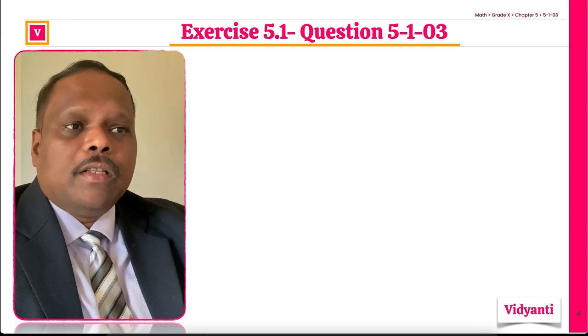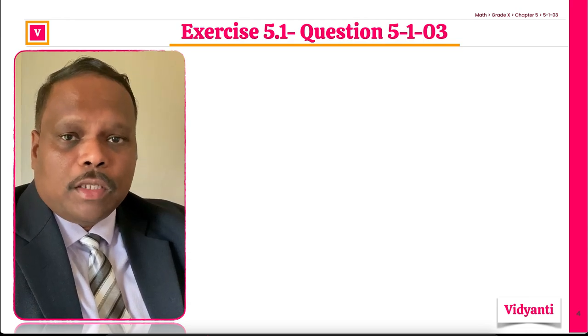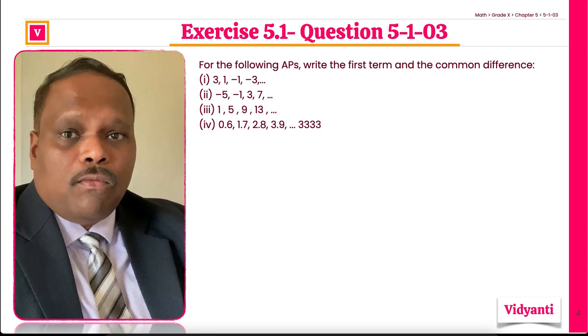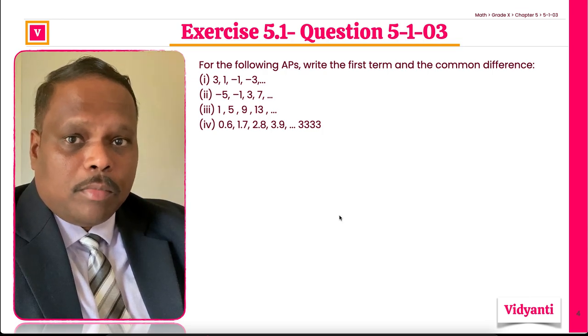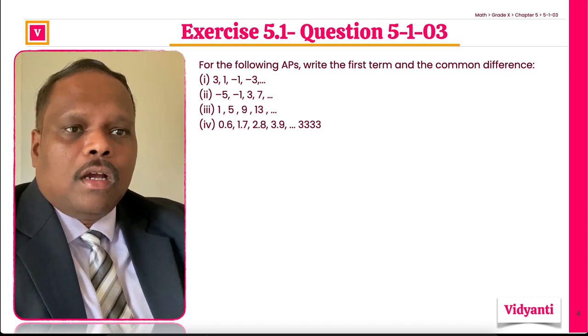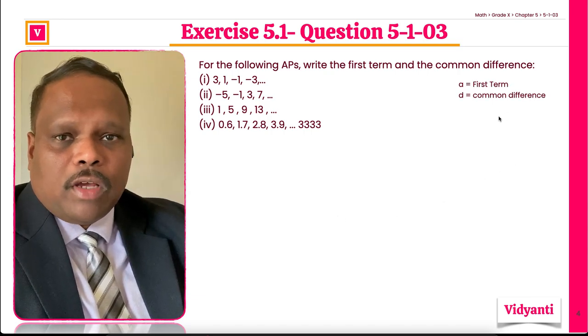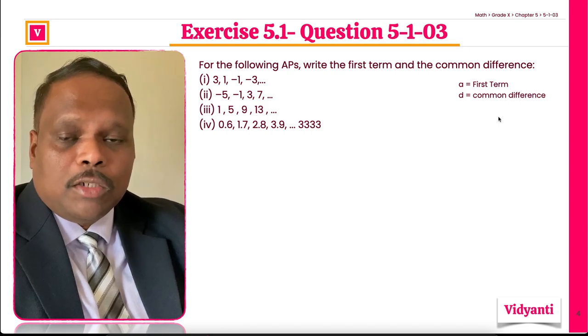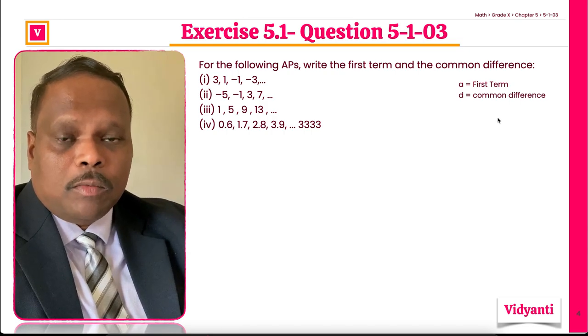Let's see the next question in the exercise, question 5.1.3. We have been given 4 different arithmetic progressions, APs, and we are supposed to indicate what is the first term and the common difference in each case. Throughout our discussion, we are going to use the same terminology that is being used in the textbook.